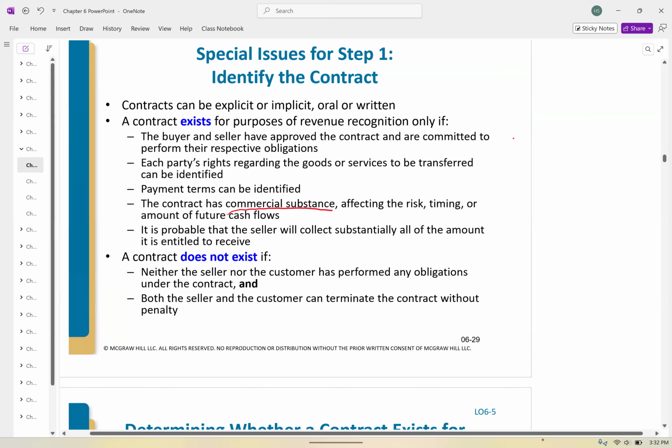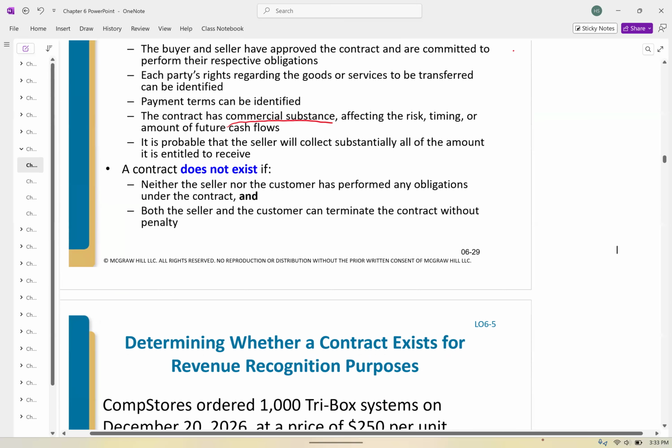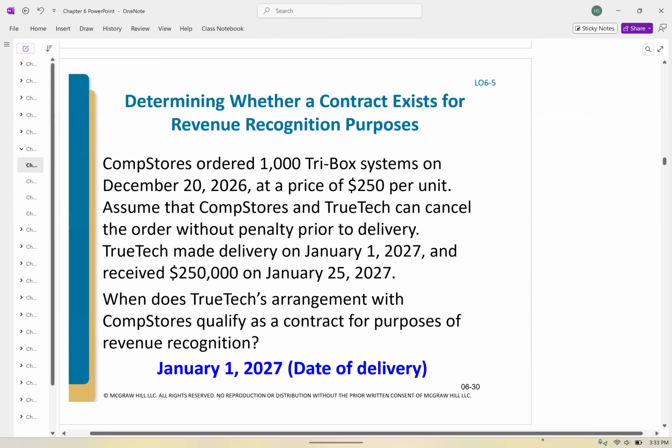Both seller and customer can terminate the contract without penalty. Why did they even have a contract if they can do that, right? Okay. All right, we're going to go through another example here.